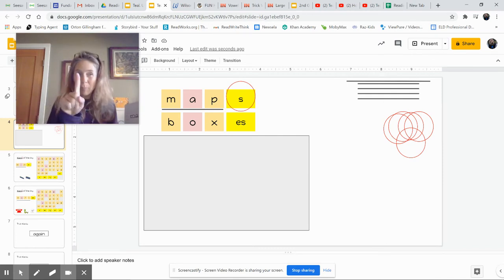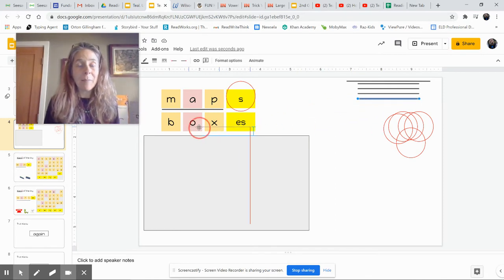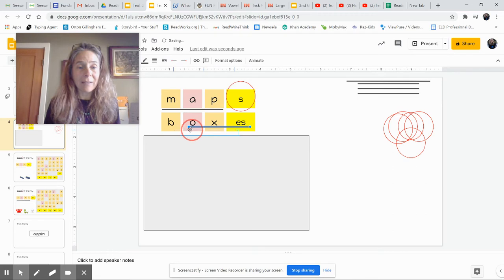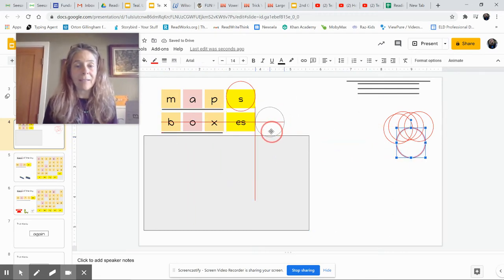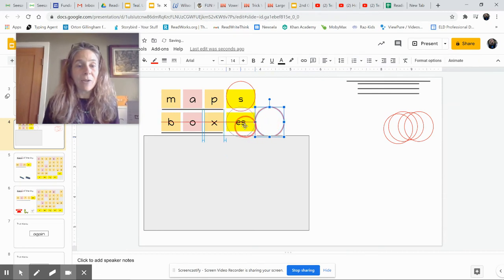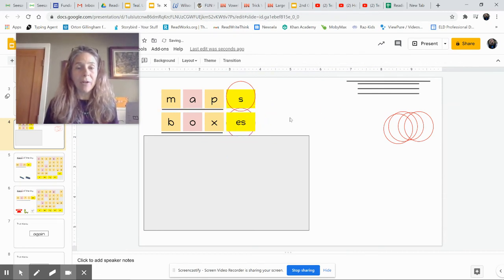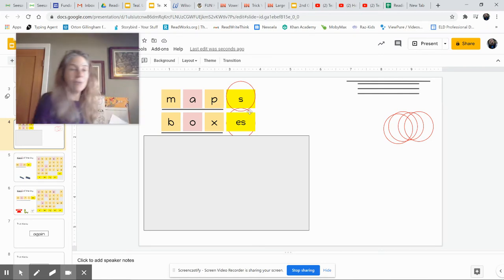So do I have one box or do I have lots of boxes? I have lots of boxes, more than one. So I'm going to underline my base word, which is box. Here we go. And I'm going to circle my suffix. So now, if you have your whiteboard or your paper, I want you to write boxes. Try not looking, okay? Try tapping it out. Box, box, and write boxes.